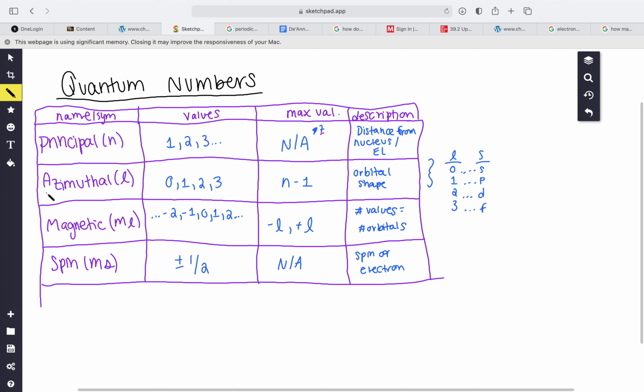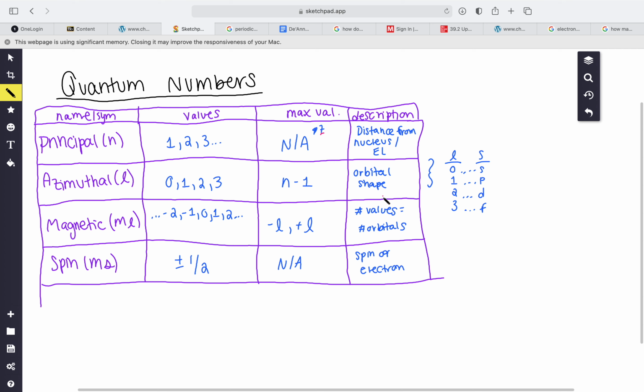I'm going to butcher this pronunciation, what the heck? Azimuthal. I thought it was like occidental. I don't know. But l.